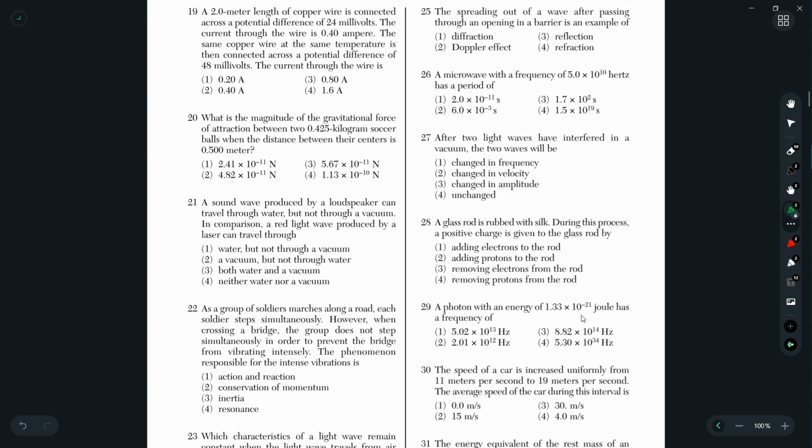All right, 2 meter length copper wire. Potential difference of this. Current is this. Same copper wire, same temperature. The voltage is doubled. So what should happen to the current? If you give it twice as much energy, if you give it twice as much voltage, they should move twice as fast. The current should be twice as big. That's what will happen there.